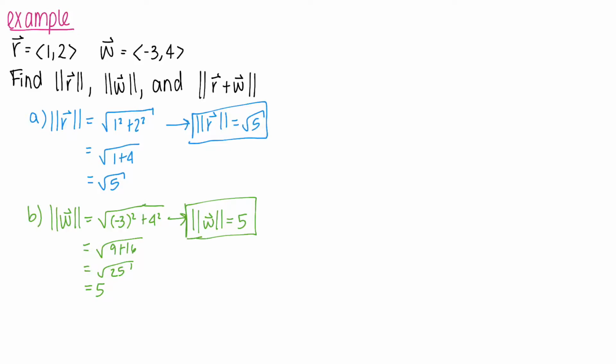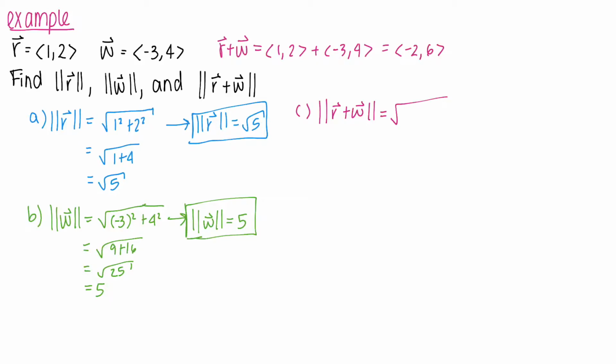So up here, let's go ahead and do r plus w. So that's 1, 2 plus negative 3, 4. 1 plus negative 3 is negative 2. 2 plus 4 is 6. So that's our r plus w vector. Now the square root, so we're doing negative 2 squared plus 6 squared. That's 4 plus 36, which is the square root of 40.